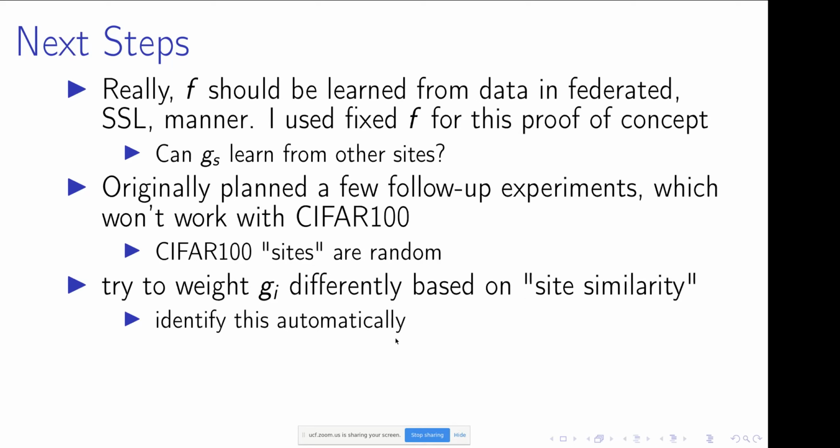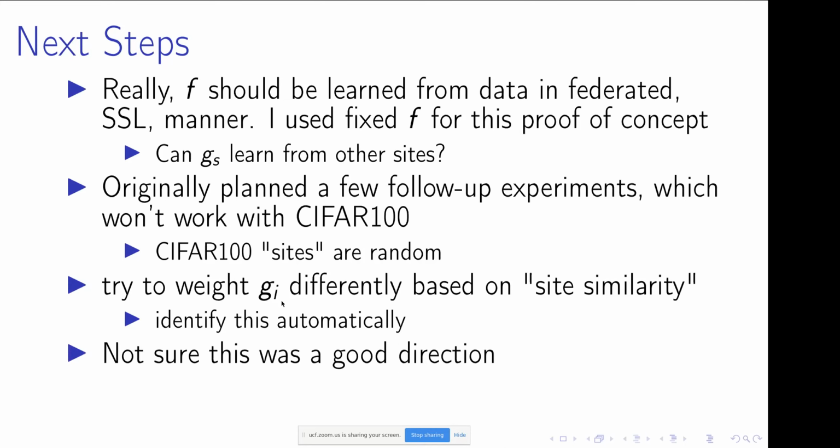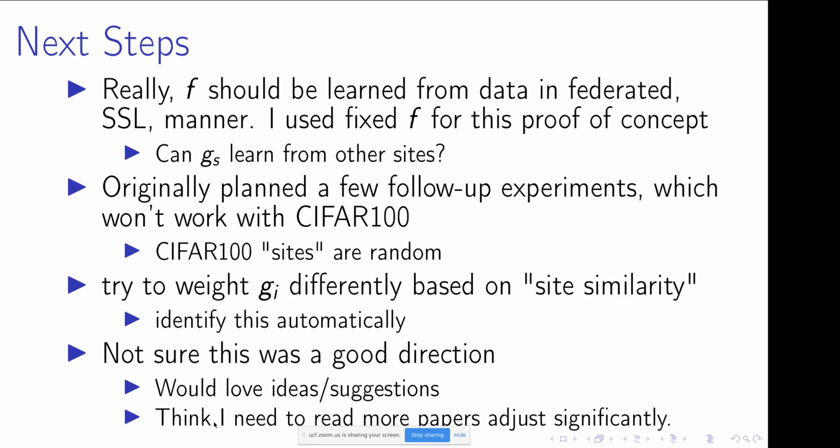So when I test on a new site, I should be able to evaluate some samples and say, hey, the distribution of this data looks really similar to site 3, and use that embedding function more. But overall, I'm not so sure if this was a good direction, and I'd love ideas and suggestions. But really, I think I need to read more papers and adjust significantly.